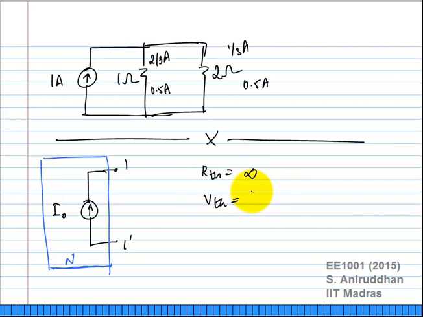What do you do when you find out VTH? You find out the open circuit voltage, right? What is the open circuit voltage? Is it unknown actually? If I take a current source and leave its terminals open, what voltage do you think will be developed across these two terminals? Infinite, right? You try to pass any current through a wire that is open, it will develop an infinite voltage. Okay?